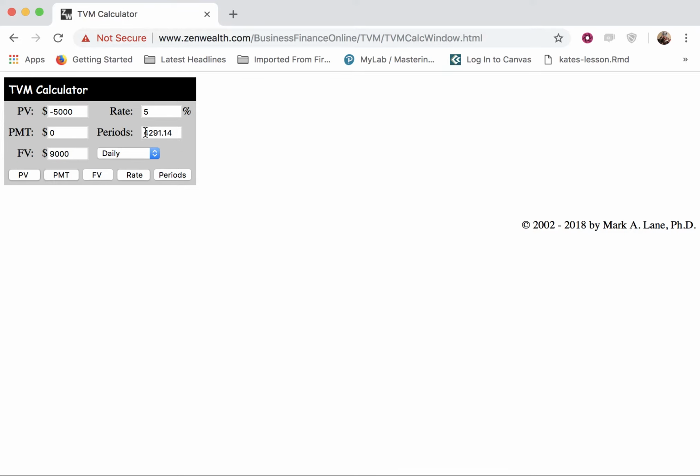You'd actually have to take the number of periods you got and divide that by the 365 days in a year. You can do other things with this also. So let's say we want to do an annuity. Annuities involve payments.